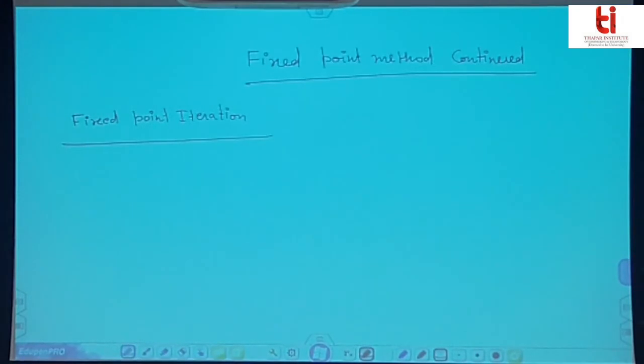Okay, so this is the next lecture based on the fixed point method. In the previous section, we discussed the fixed point and the condition that g(x), the fixed point iteration function, should satisfy. In this section, we will discuss fixed point iteration.